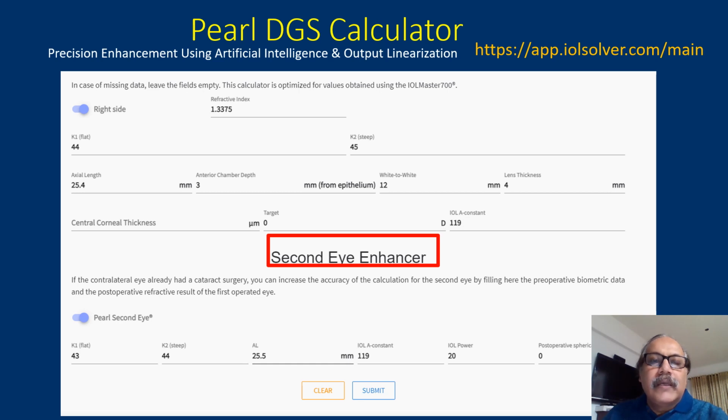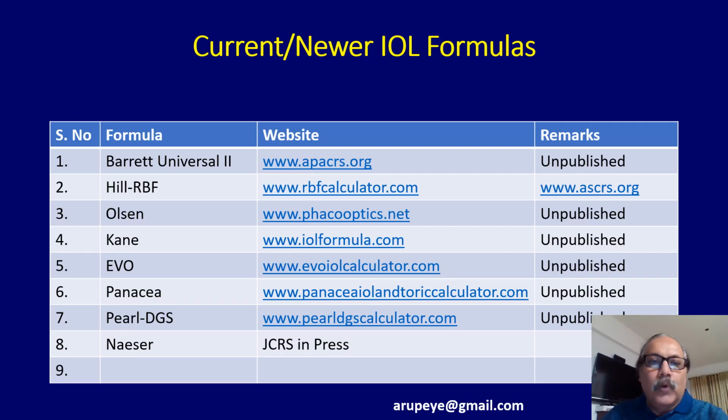In fact, one of the newer formulas, the Pearl DGS calculator, has this additional feature called the second eye enhancer, where you put in the data pertaining to the first eye surgery for you to get a more accurate IOL power calculation in the fellow eye.